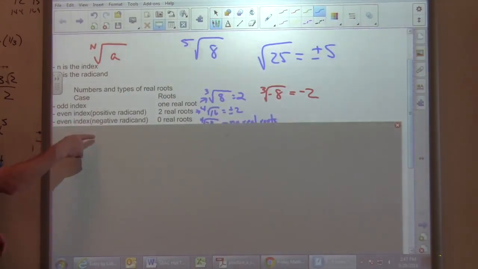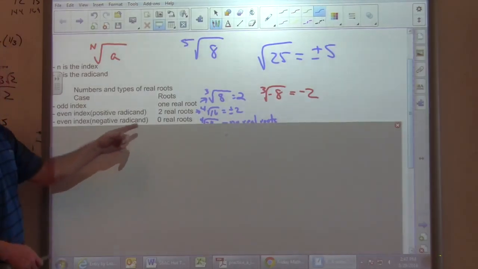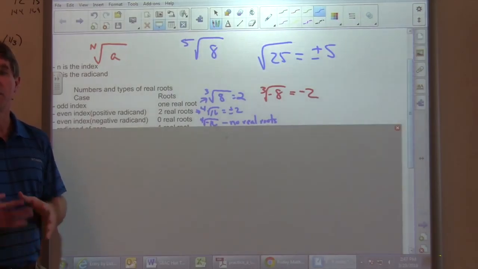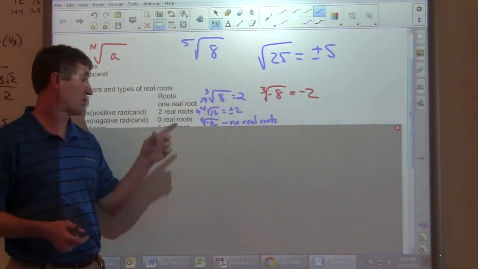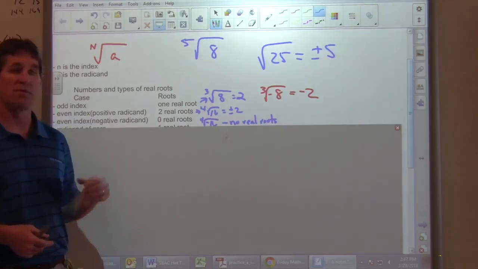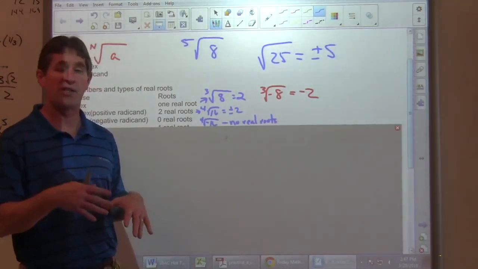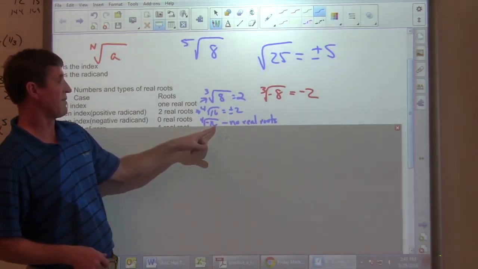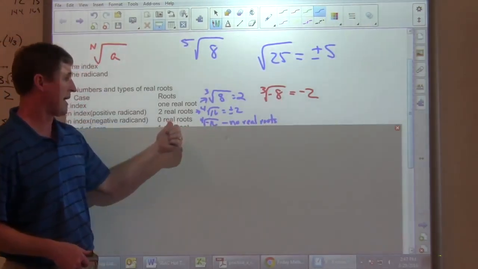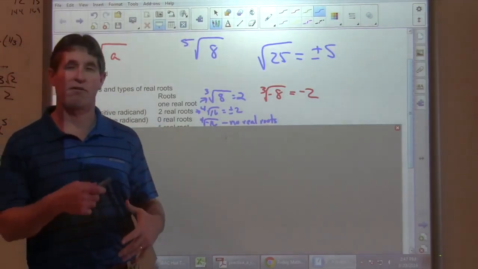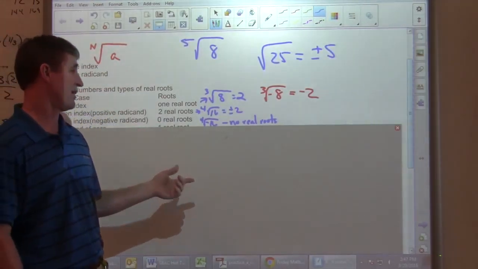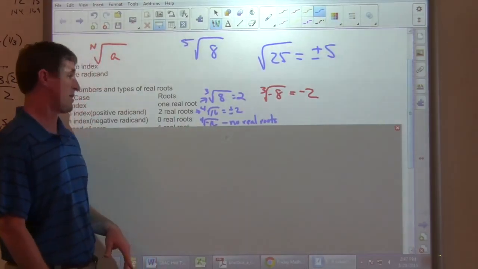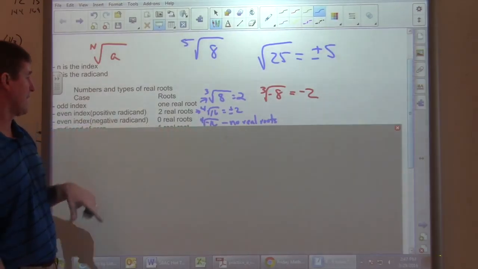We could have an even index and a negative radicand. In that case, you have 0 real roots, and the reason is, remember when we did square roots, they weren't real answers for negative numbers. When we took square roots of something like negative 25, it was plus or minus 5i, where you put in the imaginary unit. So we can't do fourth roots of negative 16. We have no real roots, because there's nothing that times itself 4 times that will give you a negative 16. 2 to the 4th power is 16, and negative 2 to the 4th power is also a positive 16. So you can't get a negative number in there.